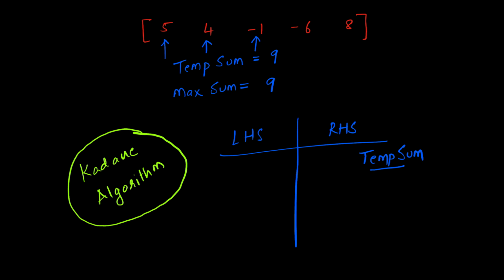Moving on to the next element, minus 1. We'll repeat the same cycle of comparing minus 1 with the sum of minus 1 with temp sum. RHS value will be 8 as temp sum is 9. Between the two, as 8 is greater, 8 will be our new temporary sum, but because it is smaller than the maximum sum, we will not update it.